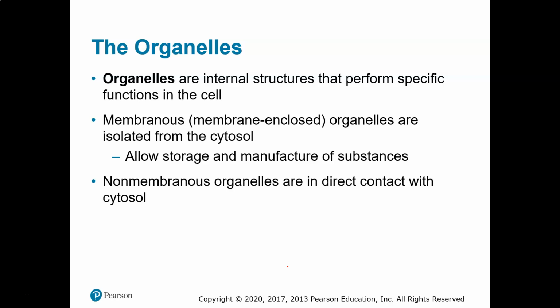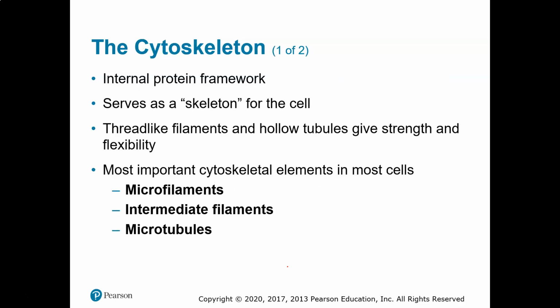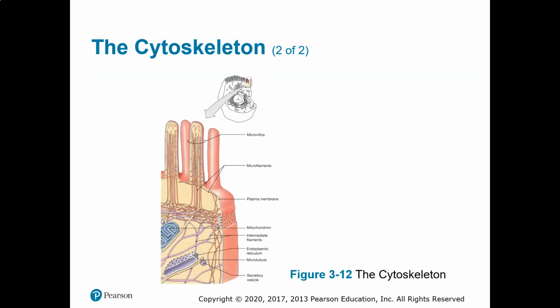The organelles are the structures that reside in the fluid within the cell. They have different functions. The cytoskeleton are protein fibers. They consist of microfilaments, which are the smallest, intermediate filaments, and then microtubules, which are the thickest.